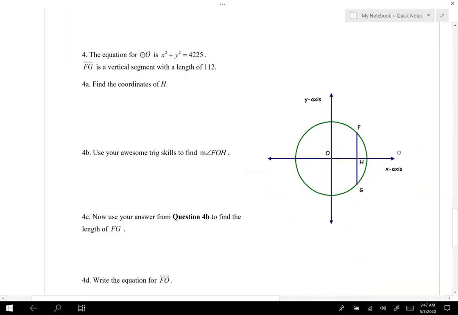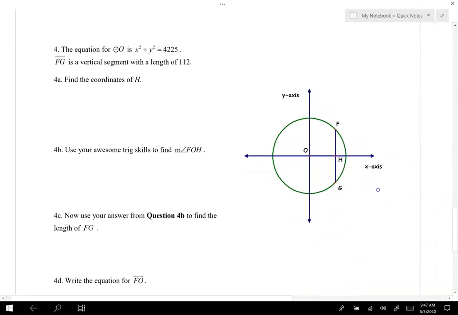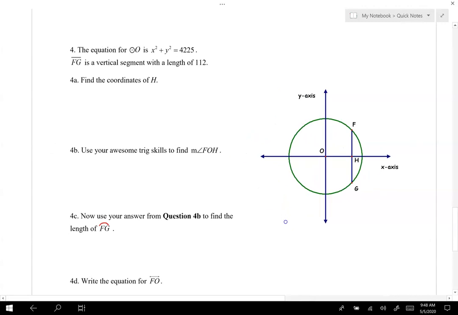That is an extension. This one looks long, but it's not so bad. I'm just asking you to think of, that should be arc over there, to try to remember a few things from earlier in the year. Okay? Segment FG is vertical with a length of 112. And since I have a radius going through it, I know it's bisected. So 112, that whole thing is 112, so this is 56 and that's 56.